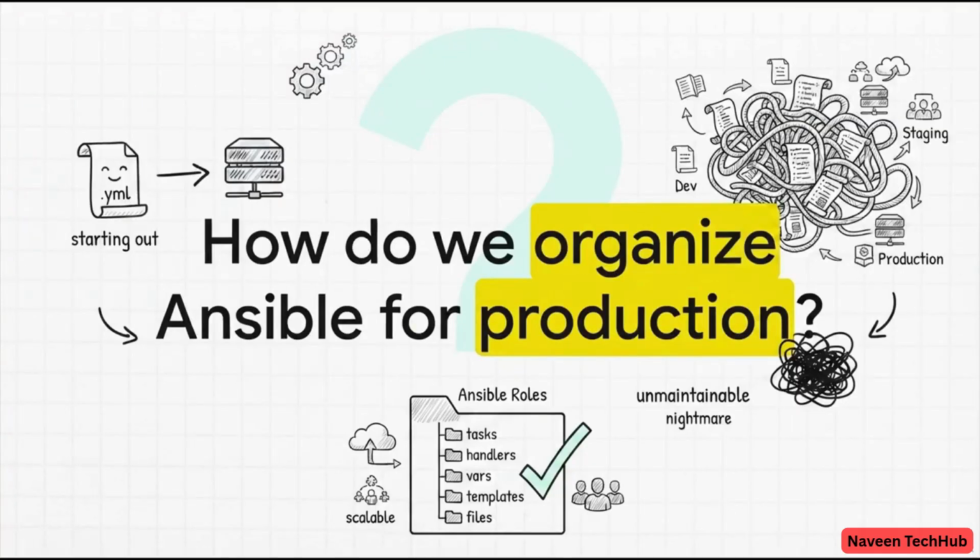Okay, so here's the reality. When you're just starting out, a single YAML file works perfectly fine. You install a package, start a service, and boom, you're happy. But what happens when you need to manage hundreds of servers across your dev, staging, and production environments? That single playbook quickly balloons into a tangled, 2,000-line, unmaintainable nightmare. The big question is, how do we actually organize this code like a real production project?